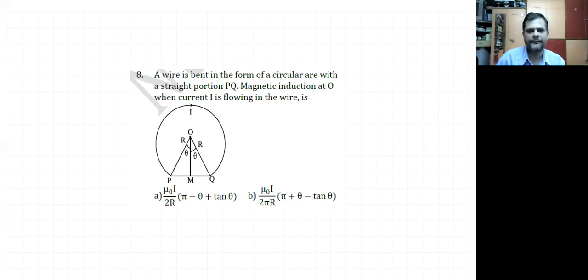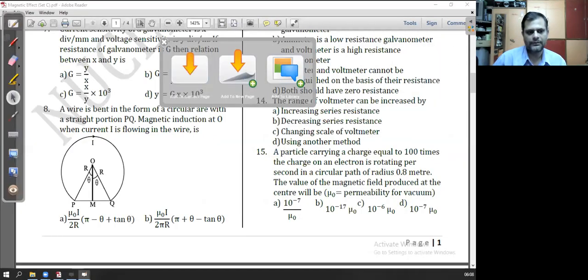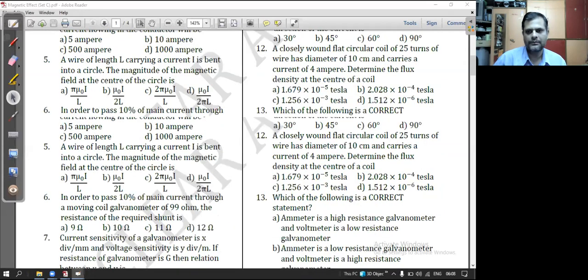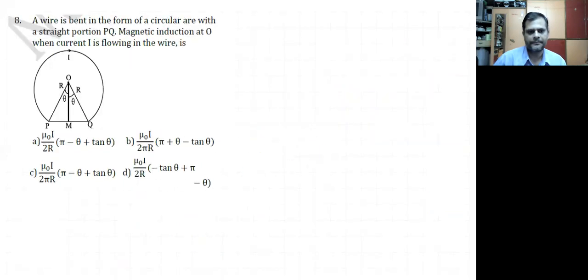Okay, so this is the question. Just read it carefully. A wire is bent in the form of a circular arc with straight portion PQ and magnetic induction at the point O, when the current I is flowing in the wire is, तो वो हमको ढूंढ के निकालना है. देखो ठीक से. Okay, just wait. Okay, these are the options.